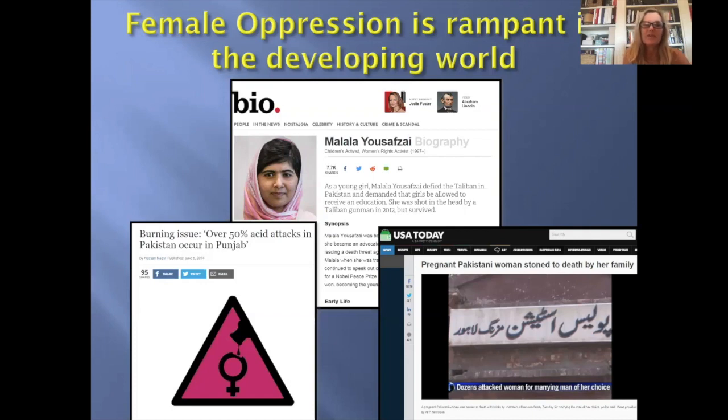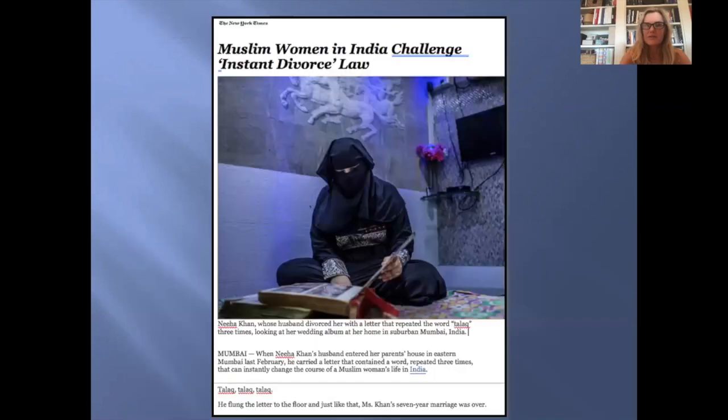And on the left-hand corner, an acid attack in Pakistan. Huge issue, throwing acid on women, usually over a small issue, a matter of dishonor again, but acid attacks are significant.